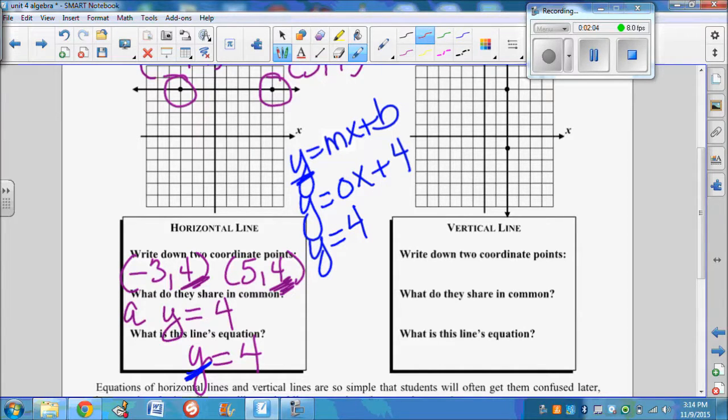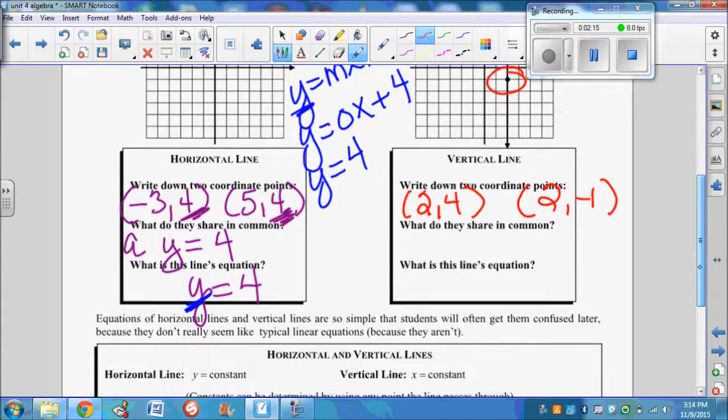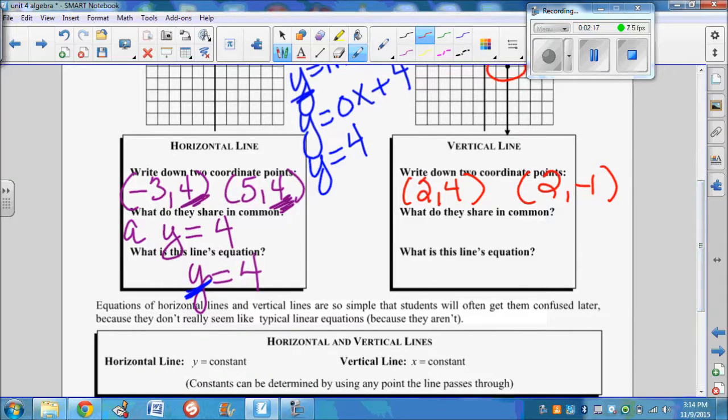Now let's look at this second one, and it says write down 2 coordinates. So (2, 4) and (2, -1), and they ask the same question, what do they share in common? Well, they share an x = 2 in common. So therefore, you just wrote the equation of the line, x = 2.